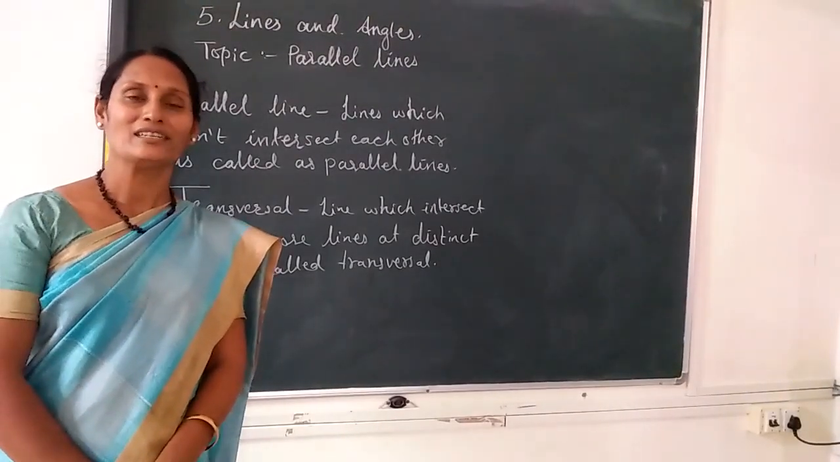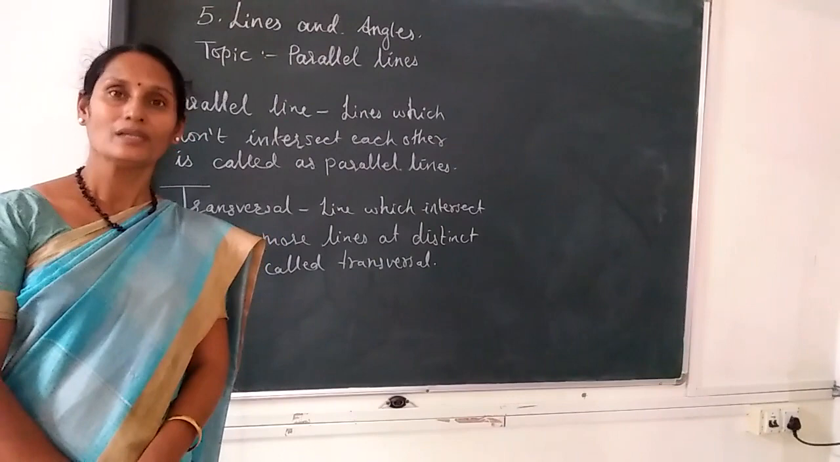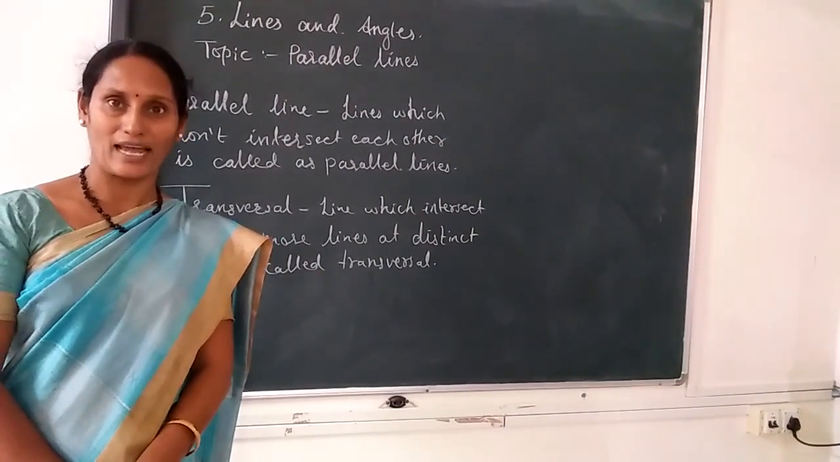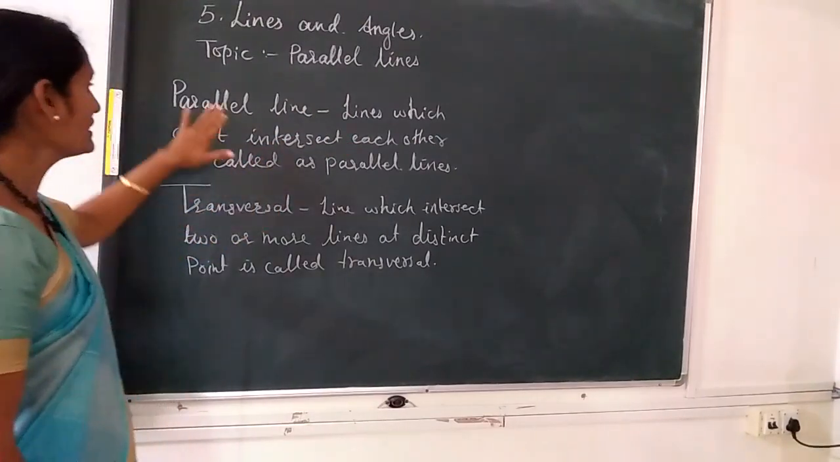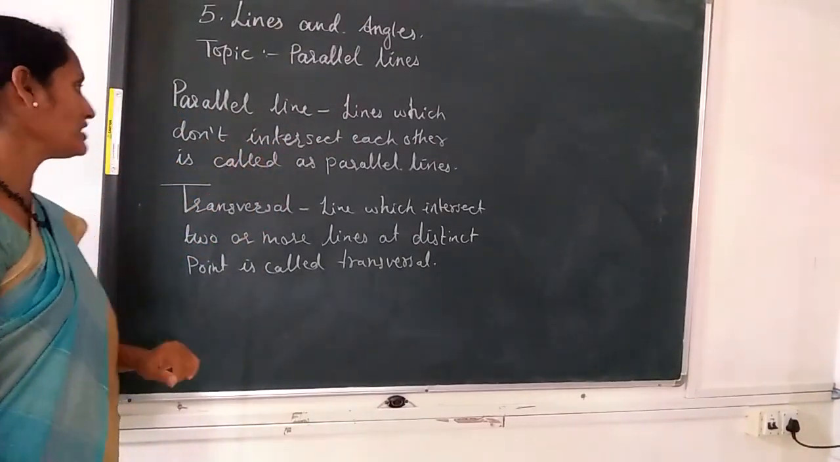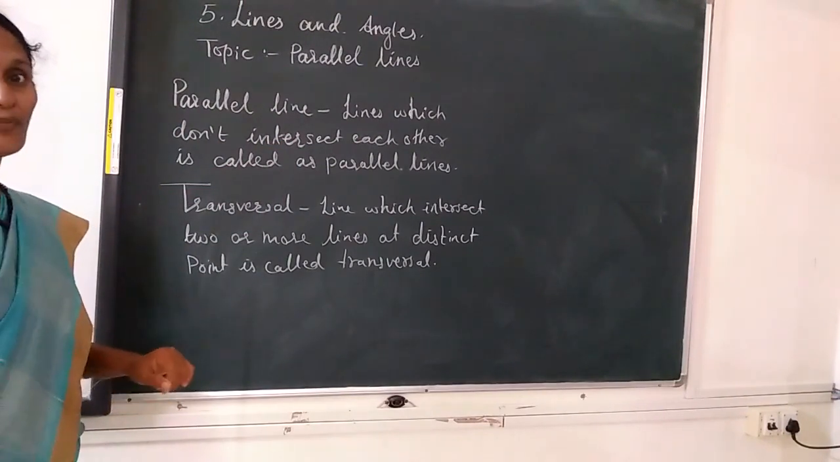Students, let's start with the new concept in chapter number 5, lines and angles. The topic is parallel lines. Now, what are parallel lines? Lines which do not intersect each other are called parallel lines.